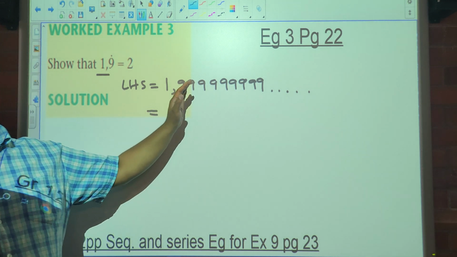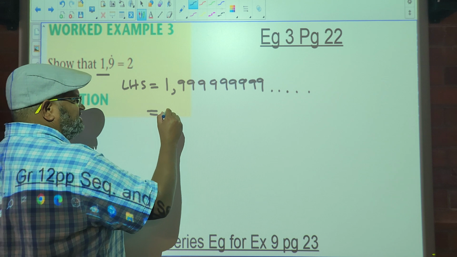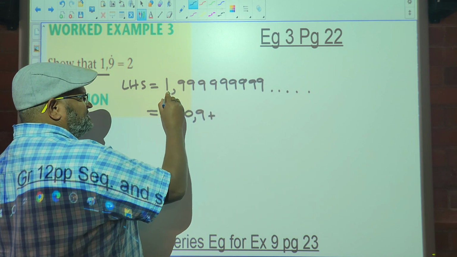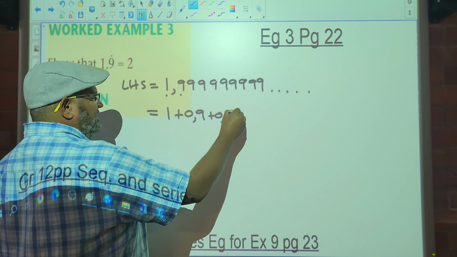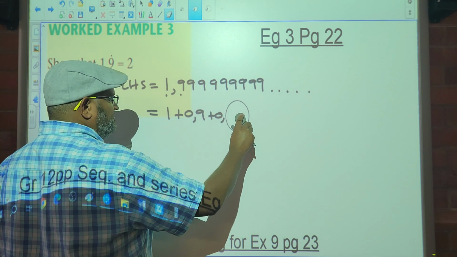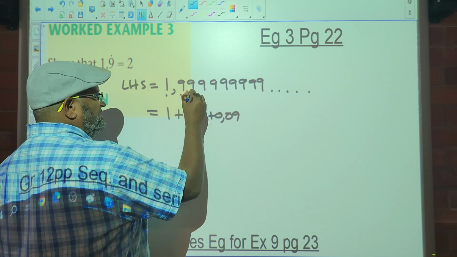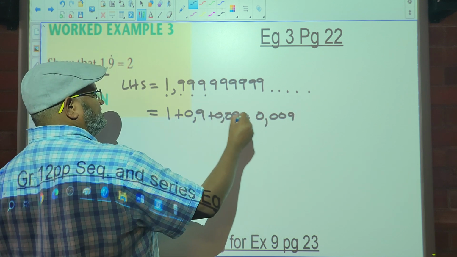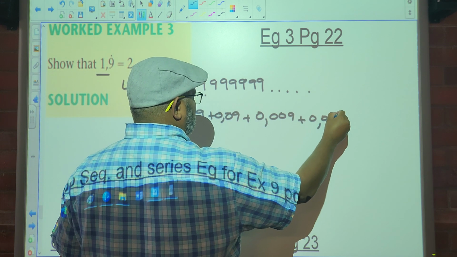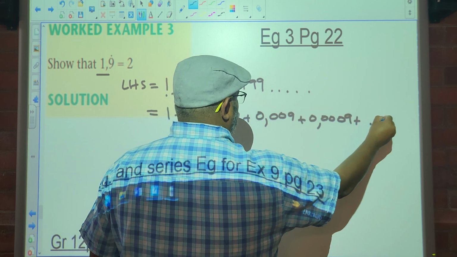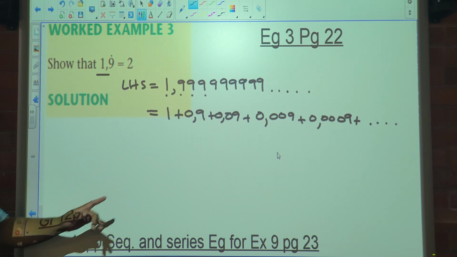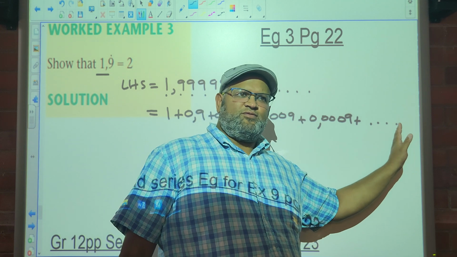So if I break this up, I'm going to say this in other words is going to be 1 plus 0,9 plus 0,09, there's that one, plus 0,009, which is that one, plus 0,0009 plus and so on. Okay. So how long would that go on for? To infinity, not so.